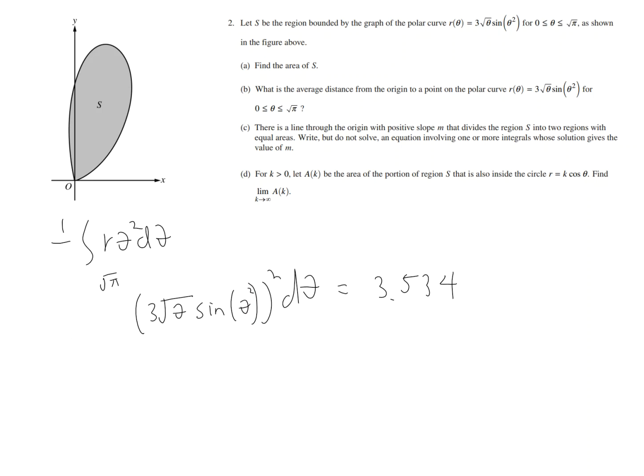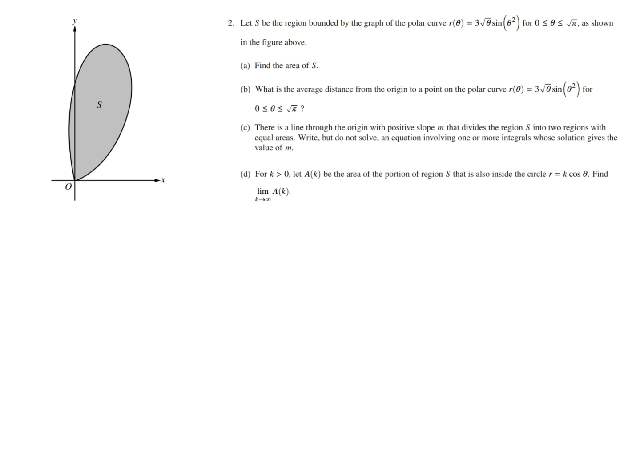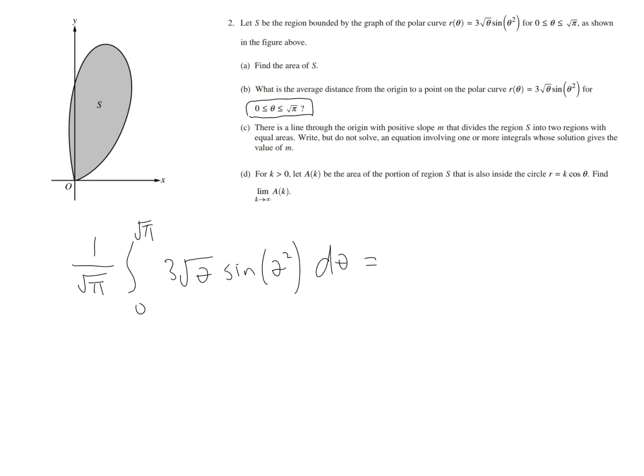Now part B asks us the average distance from the origin to every point on the polar curve between this interval. Since we know that the average value of anything is 1 over the distance, which in this case is square root of pi, times the integral of that distance of said function. We'll plug into that formula, giving us this equation, which solves to 1.580. And that is the answer for part B.